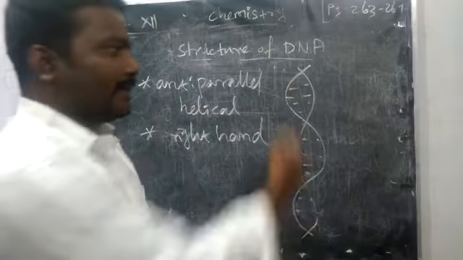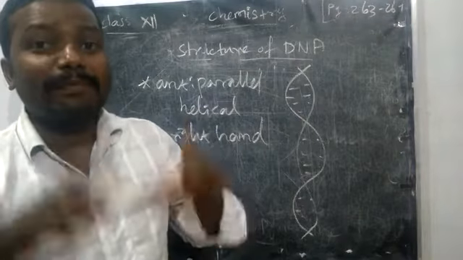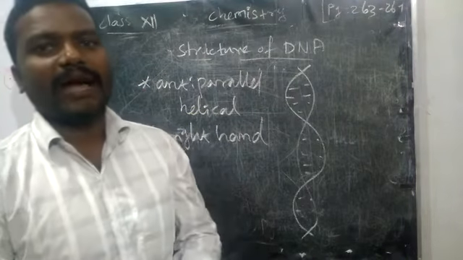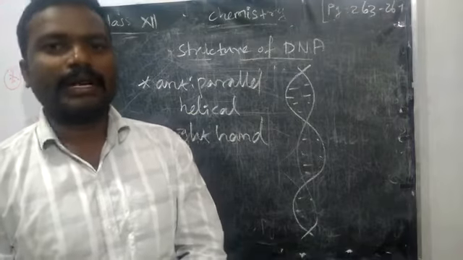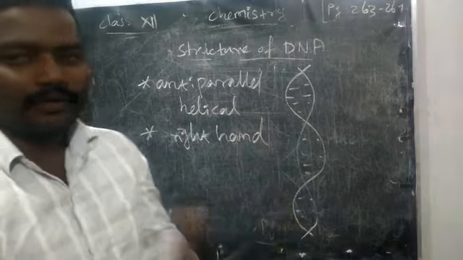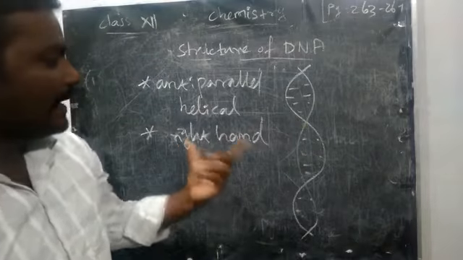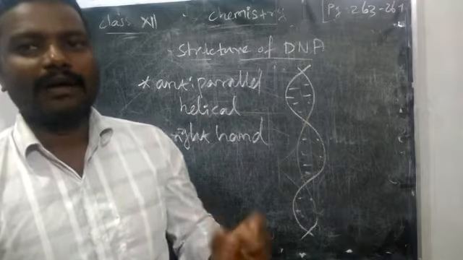Apart from that, we can go inside that structure. There are two strands, and in between the two strands there are many bases. Already we know that DNA and RNA have certain bases like adenine, guanine, thymine, cytosine, uracil. In DNA we don't have uracil.